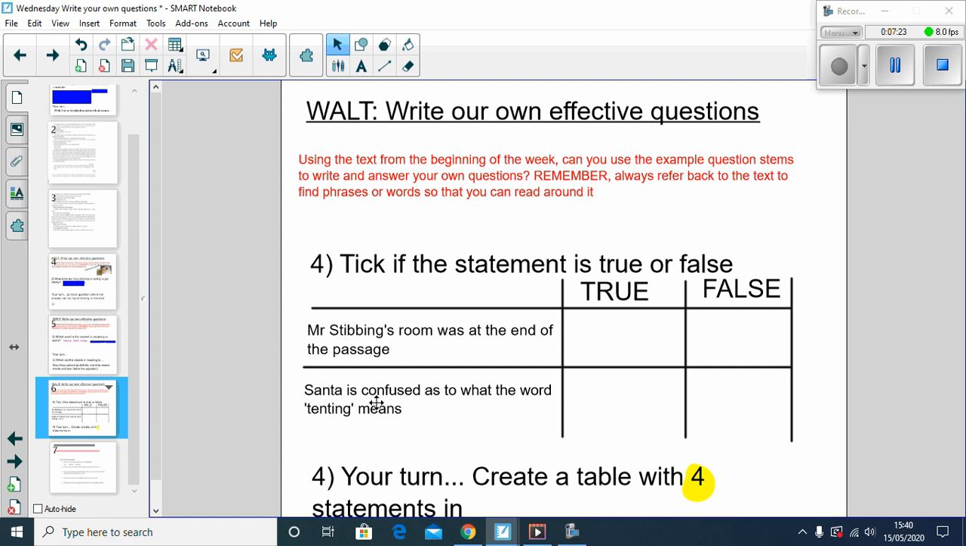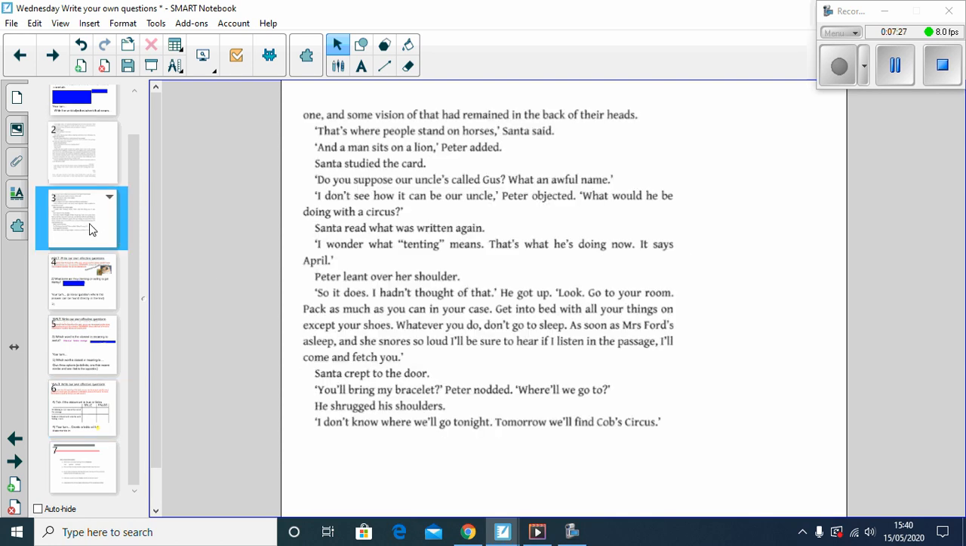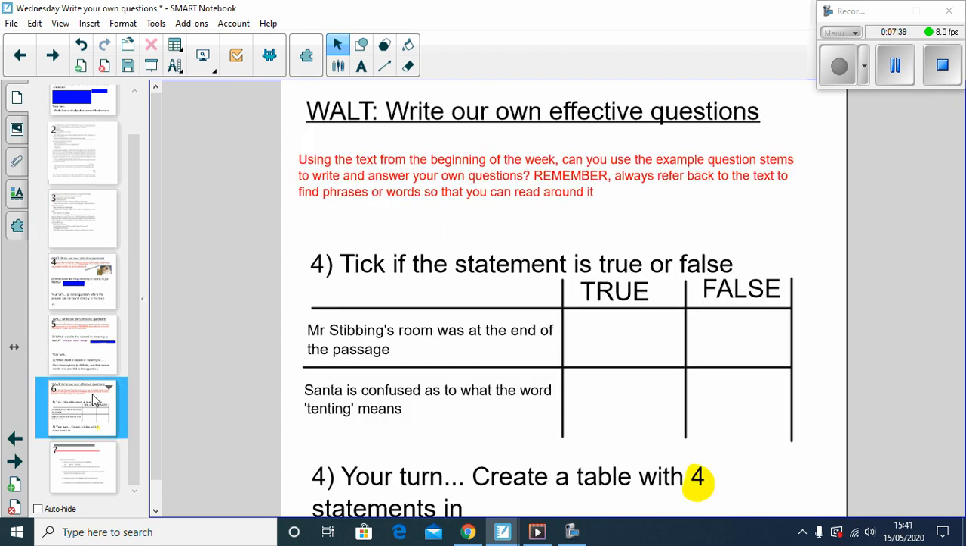And then for the next one, I found another bit of information from the text, something that goes on. So it says here, Santa read what was written again. I wonder what tenting means. Well, if you're wondering what tenting means, it means you're confused and that you don't know. So I've rephrased that sentence, and I've said Santa's confused as to what the word tenting means. So he doesn't know what it means, he's wondering what it means, so we know that one is true.